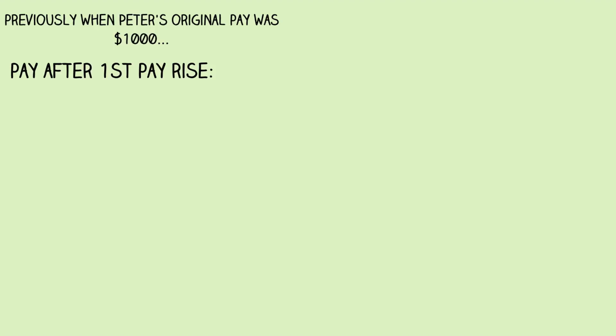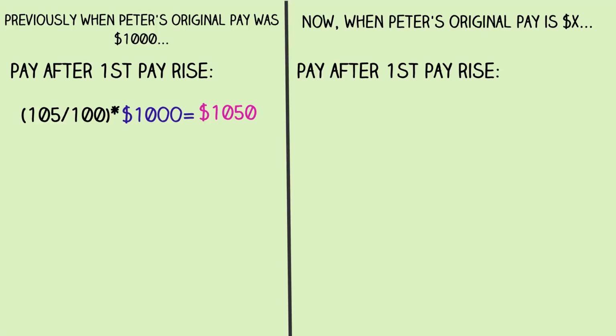Previously, when we assigned Peter an original pay of $1,000, we did 105% times $1,000 to calculate his pay after the first pay rise. Similarly, now that Peter's original pay is X dollars, we also take 105% times X dollars to calculate his pay after the first pay rise. This gives 1.05 X dollars.